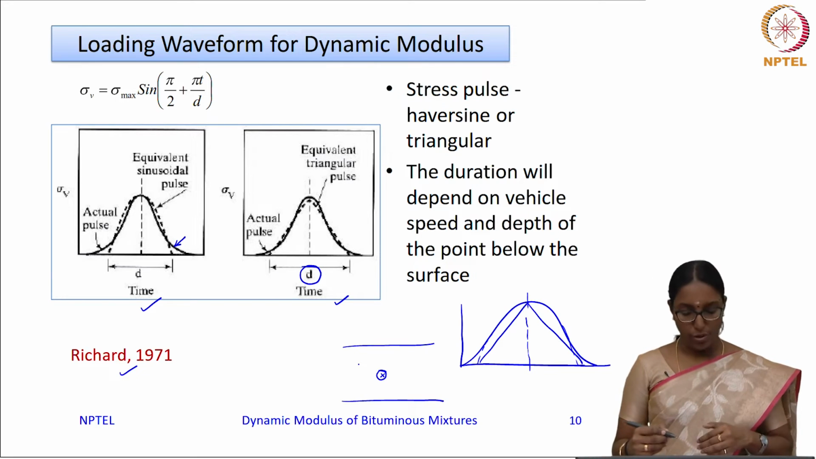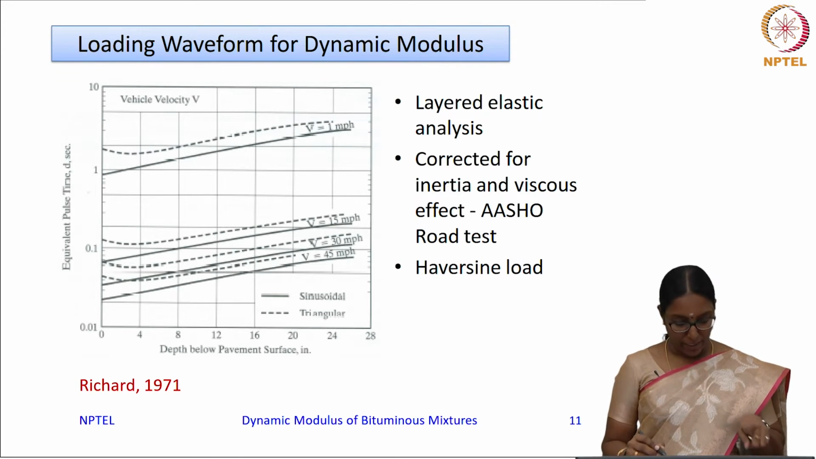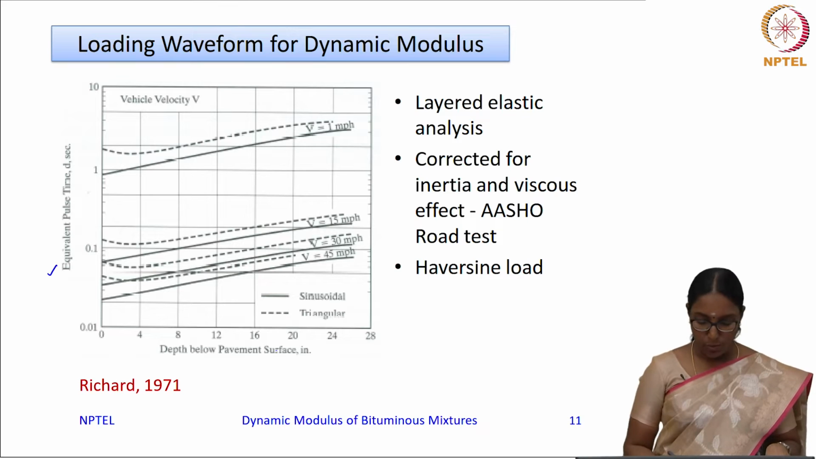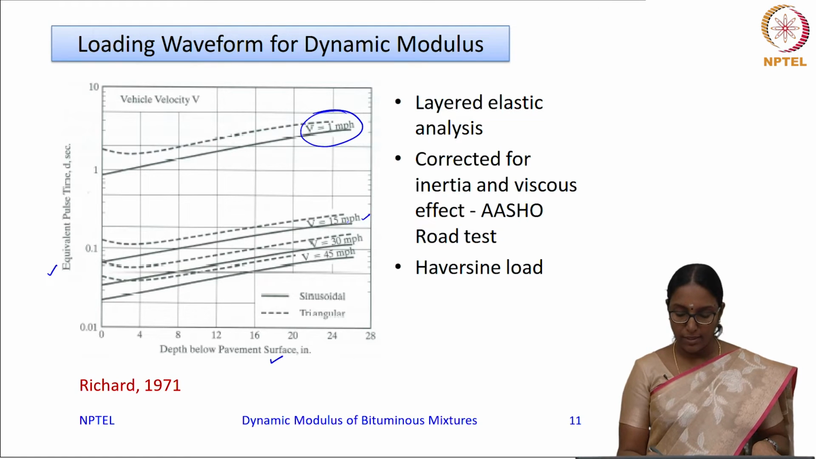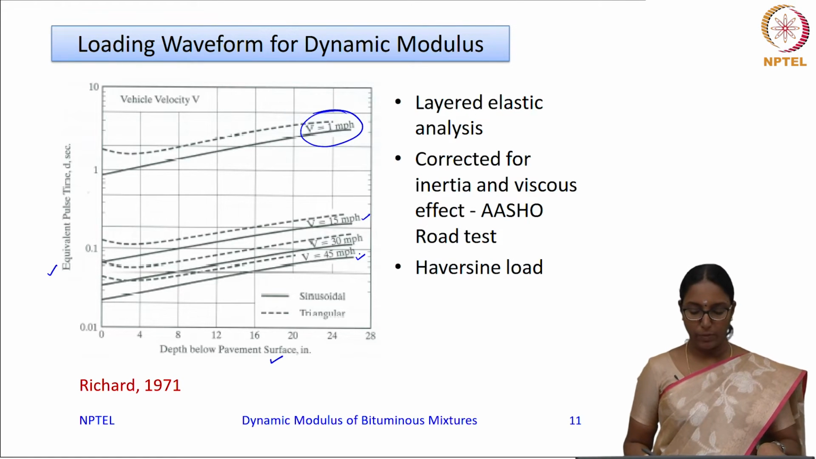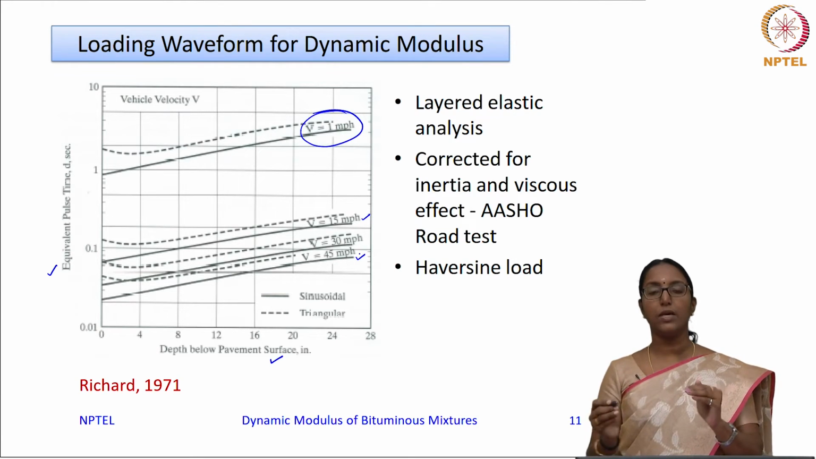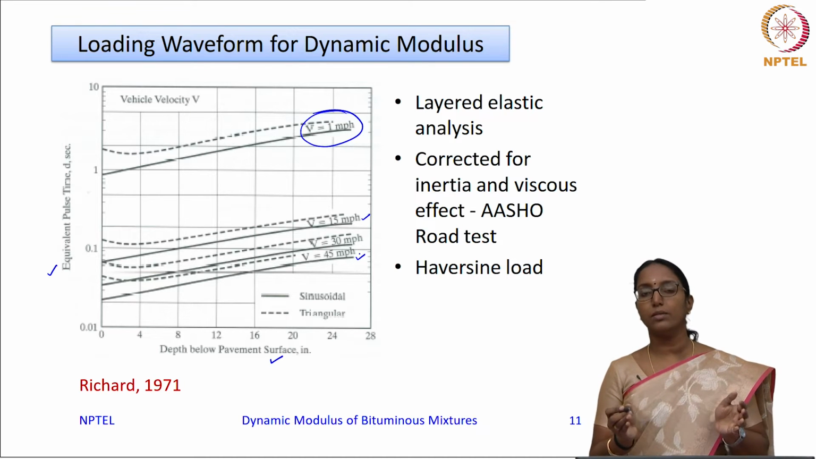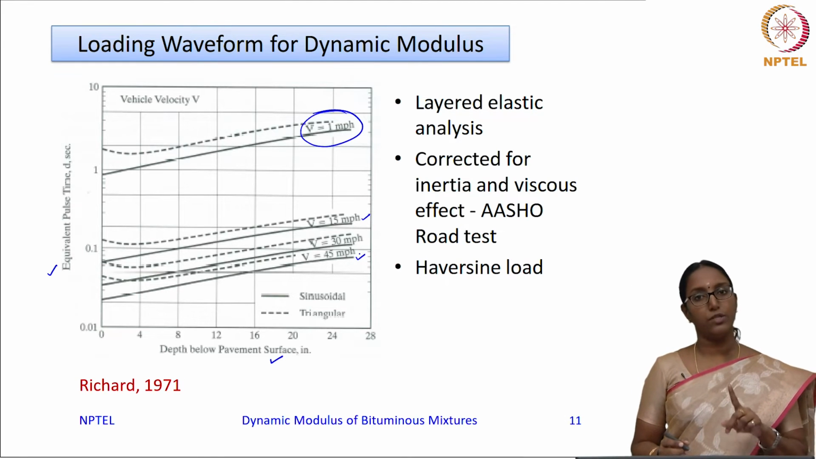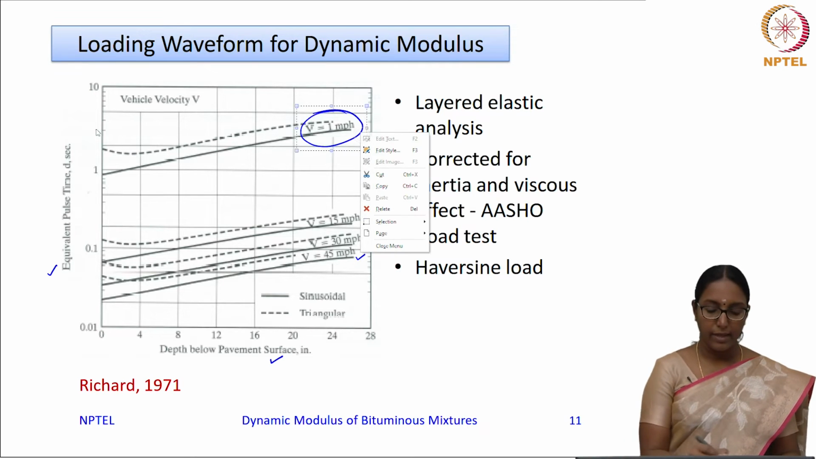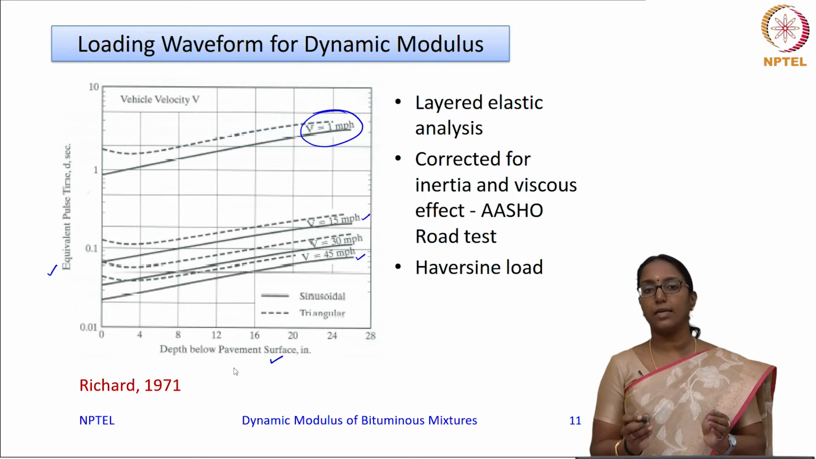Say for example, if you go deeper, as you can see from the graph provided by Richard, this is the equivalent pulse time versus the depth below the pavement surface. So, for all temperatures and all speeds, if this is 15 miles per hour, this is 45 miles per hour, in all such cases, you can see that as you go deeper into the pavement, the duration in which the stress acts goes on increasing. And the second aspect, as I said, depends upon the speed. If you have a very low speed, then definitely you have a higher pulse time, whereas if you have a faster speed, the pulse time has to be lower.